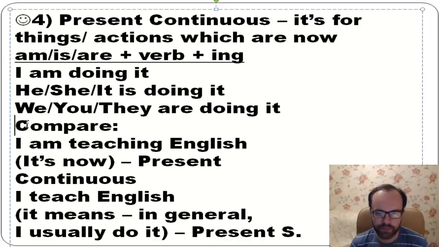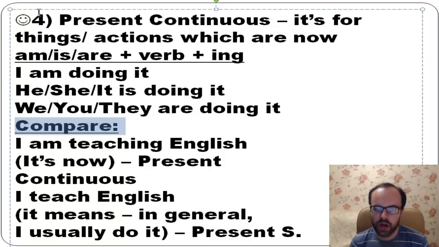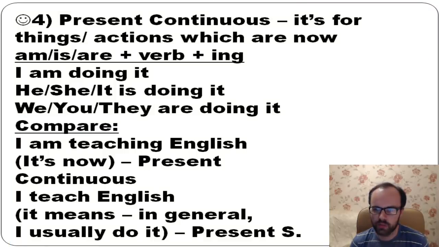Compare. Good. So present continuous is for things or actions which are now. Am, is, are plus verb plus ing. I'm doing it, he is doing it, she is doing it, it is doing it, we are doing it, you are doing it, they are doing it. Compare. I'm teaching English. It means now, it's present continuous, and I teach English. It means in general. I usually do it, so it's present simple.